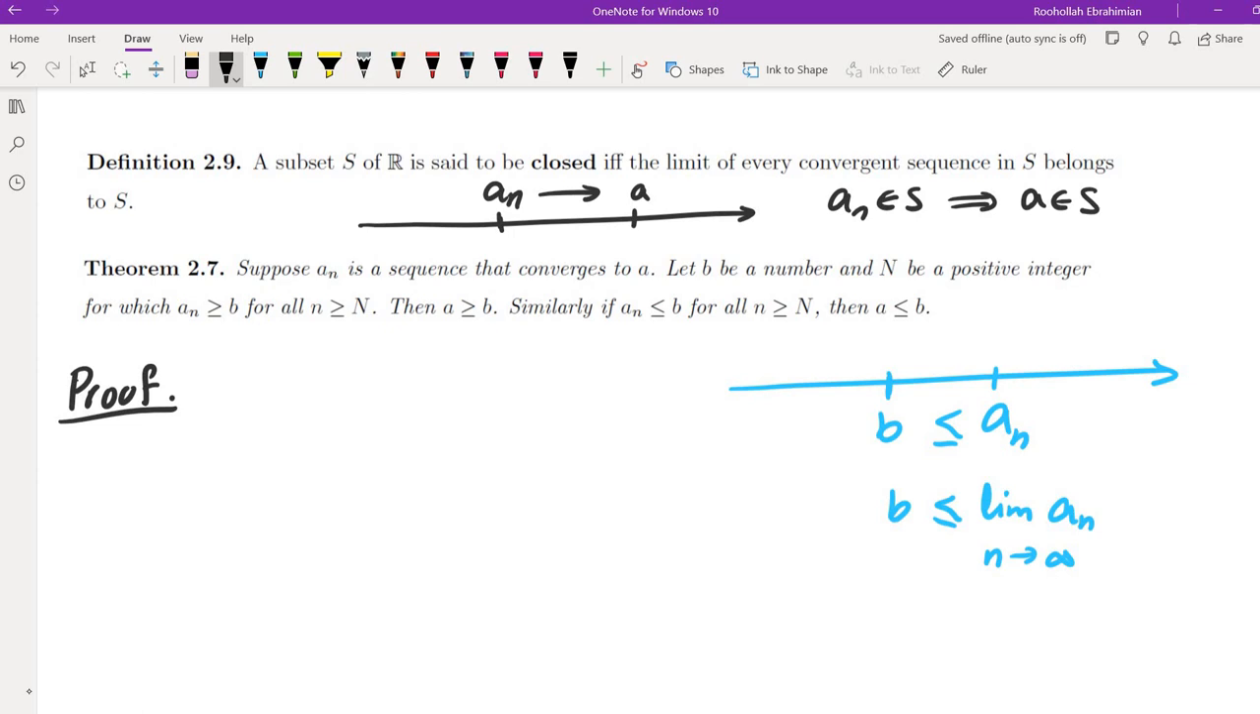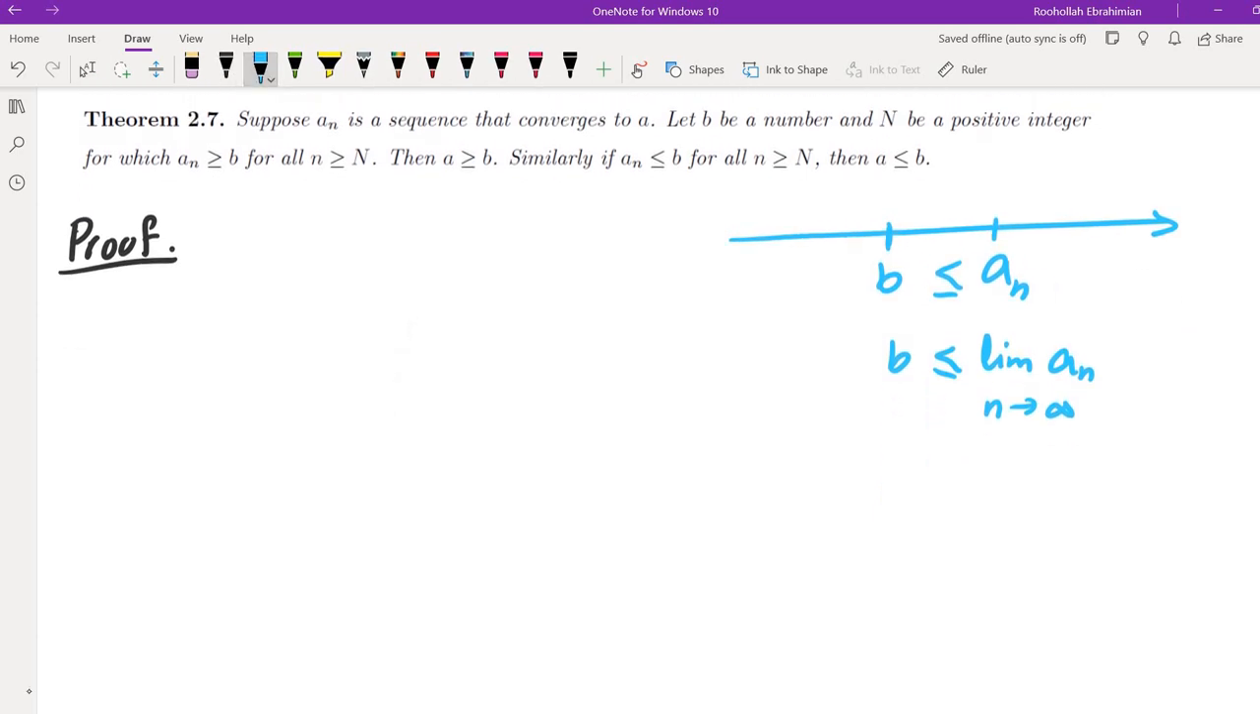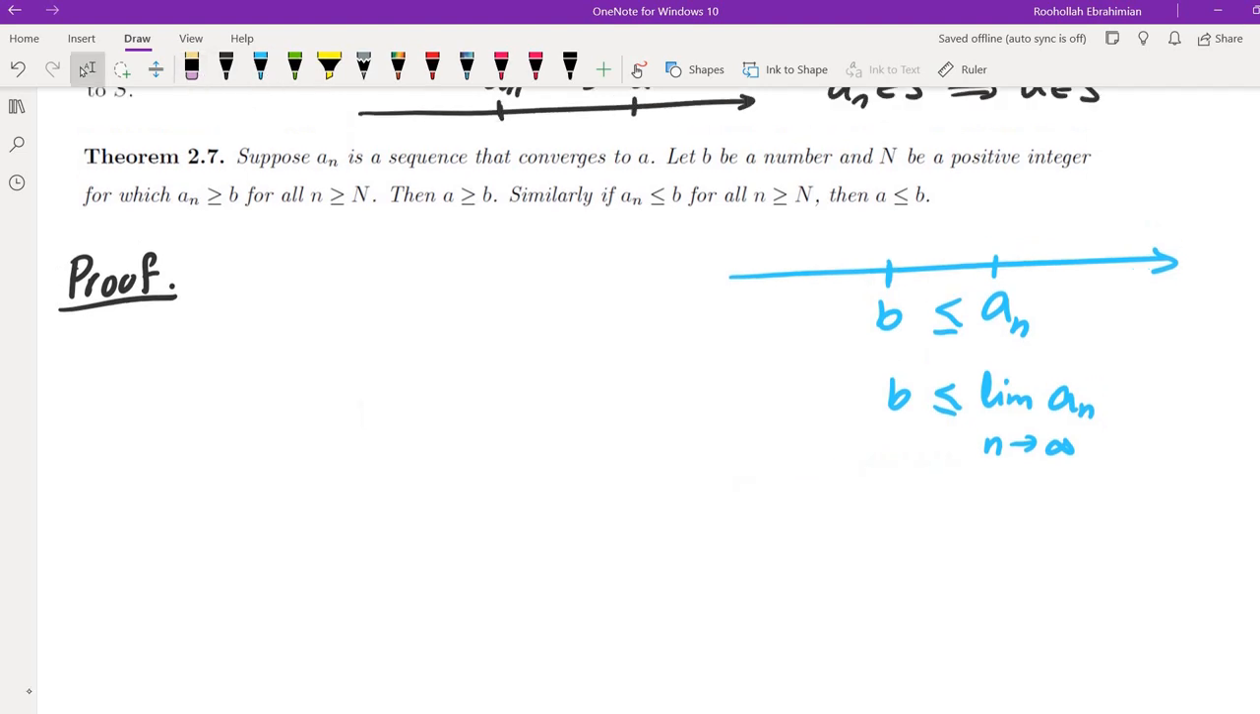Okay, so we will prove this theorem. We assume that a_n converges to a, and a_n is greater than or equal to b, and we want to show that a is greater than or equal to b. Let's look at the diagram. We want to show that the limit a is also above b. Let's see what happens if a is not above b. Then a_n cannot get close to a. It cannot get closer than this much to a. In other words, if I take my epsilon to be this distance from b to a, then I would violate the definition of limit.